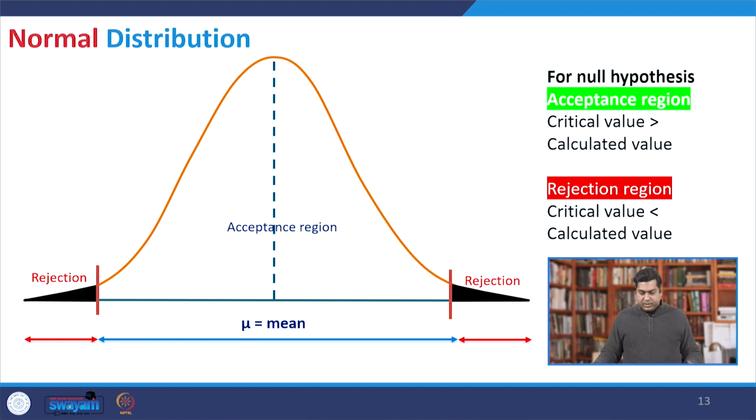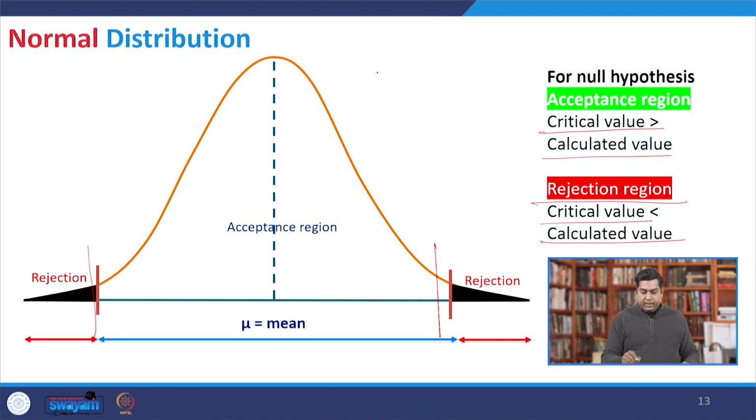Now, I have mentioned that for any particular hypothesis testing, there will be some test statistic, or it may be the p value. In this case, whenever your critical value is more than the calculated value, you have the acceptance region. Whenever the critical value is within this particular boundary, you will accept it. In the rejection region, your critical value is less than the calculated value, or you can say the calculated test statistic is more than the critical value, then we have to reject it.